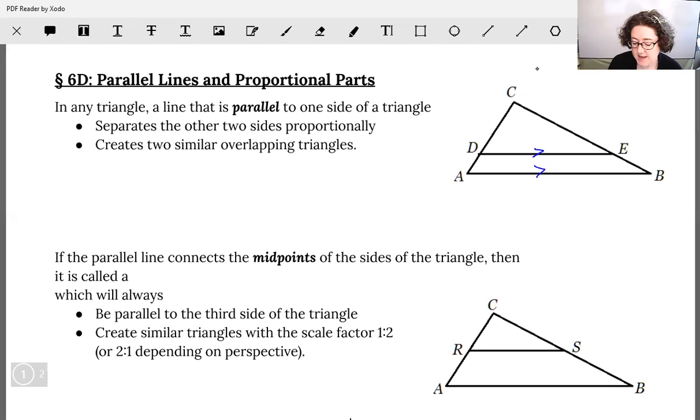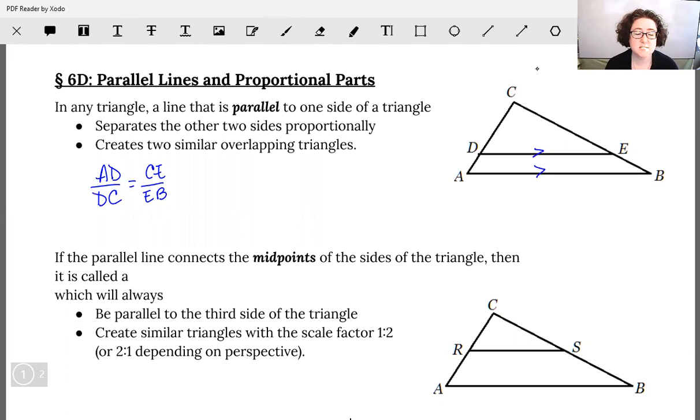So if I had segment AD compared to DC, I could compare those in the same fashion as CE compared to EB. Now we can only write this proportion if we know for a fact that those two segments, DE and AB, are parallel. If we don't have that marked, then we can't compare those portions.